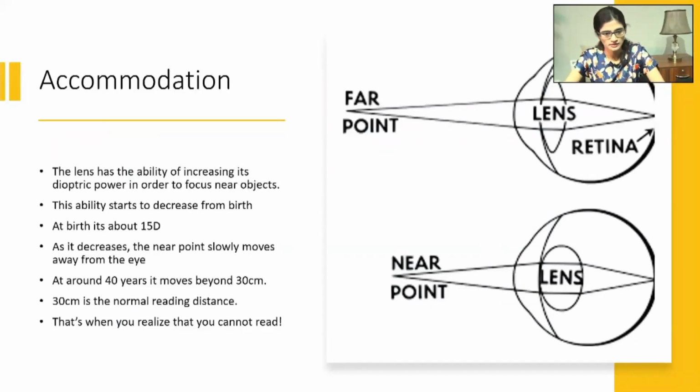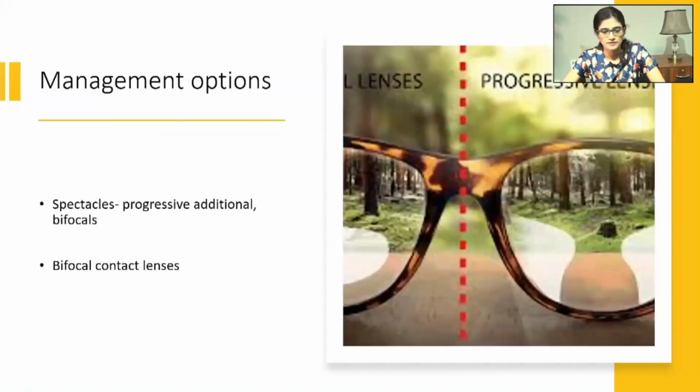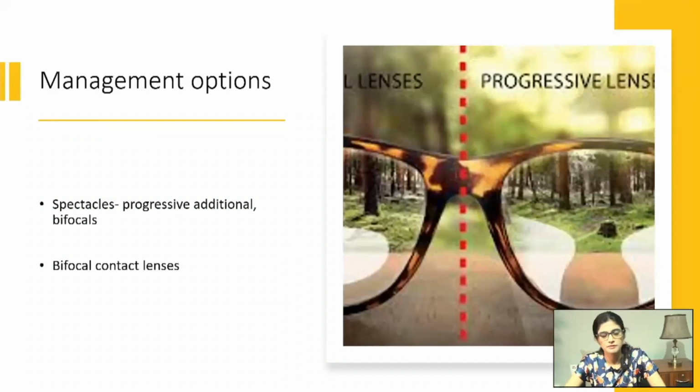Right. So, this is the same slide I showed you earlier. At 40 is when you start to realize that your accommodation is lost and that you need reading glasses. So you give a more powerful lens, a plus; you start off with a plus 0.5 diopter lens at around 40, and then every 2 to 3 years you change the lenses and give a bit bigger add, till you go up to about 2.5 diopters. So when you prescribe reading adds, you can give them bifocals.